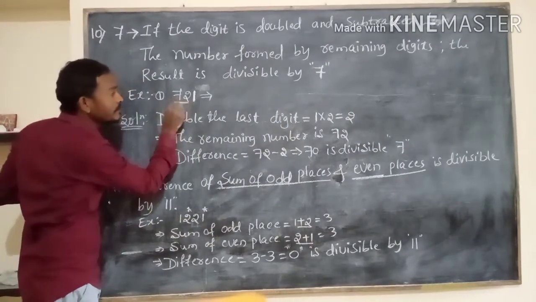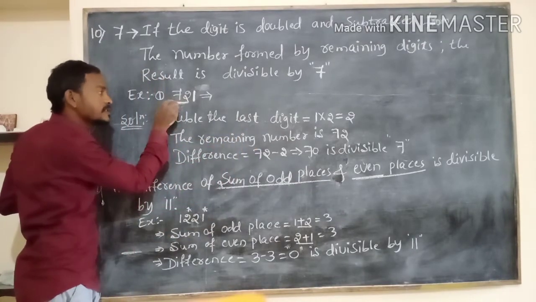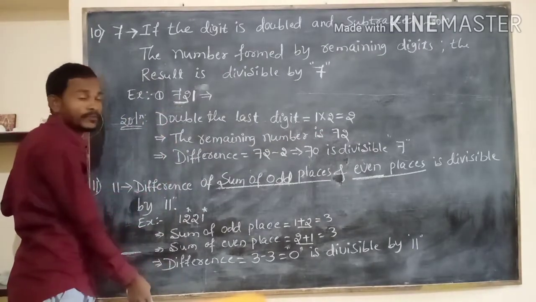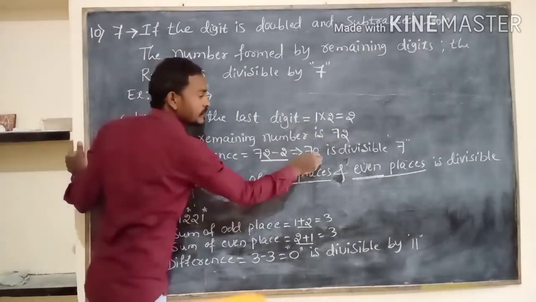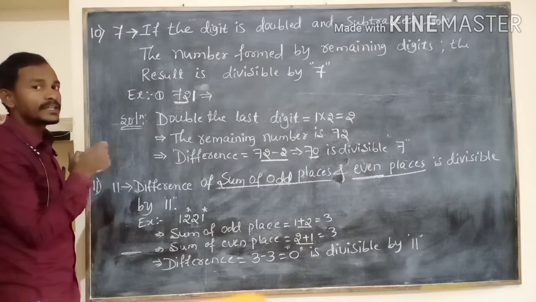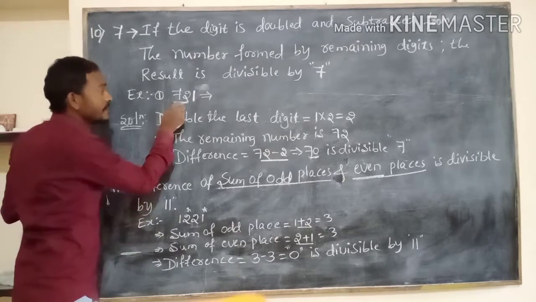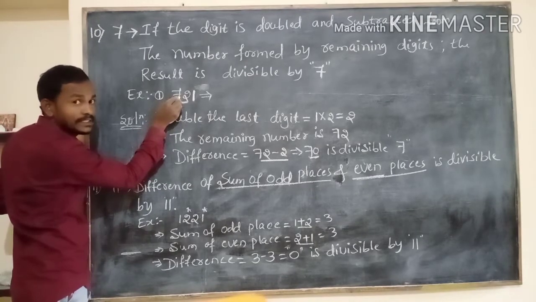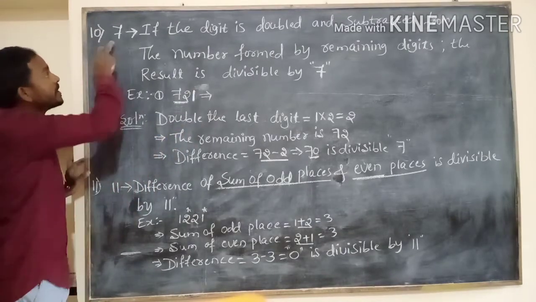The remaining number is 72. Then the difference of both numbers, 72 minus 2, is equal to 70. 70 is divisible by 7, it is in the table of 7, 7 tens are 70. Then 721 is completely divisible by 7. See here, 7 ones are 7, remaining 21, 7 threes are 21. So this is one example for the divisibility test.